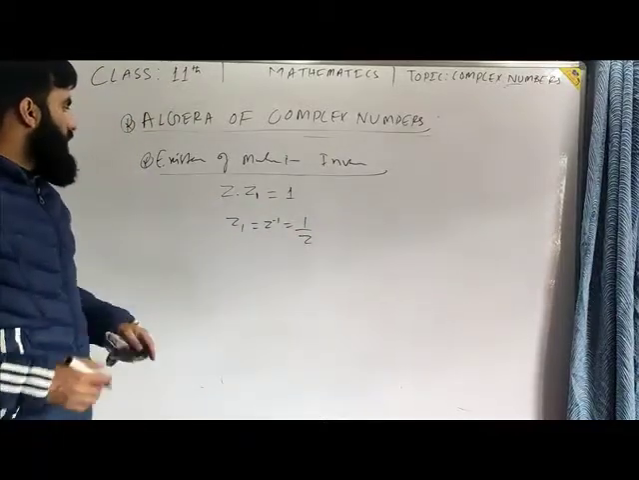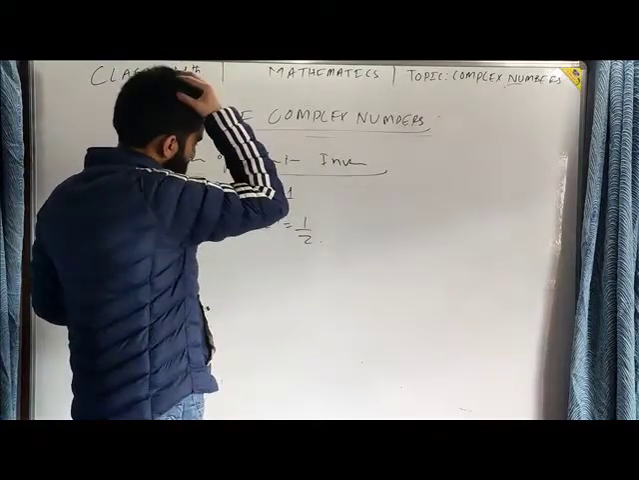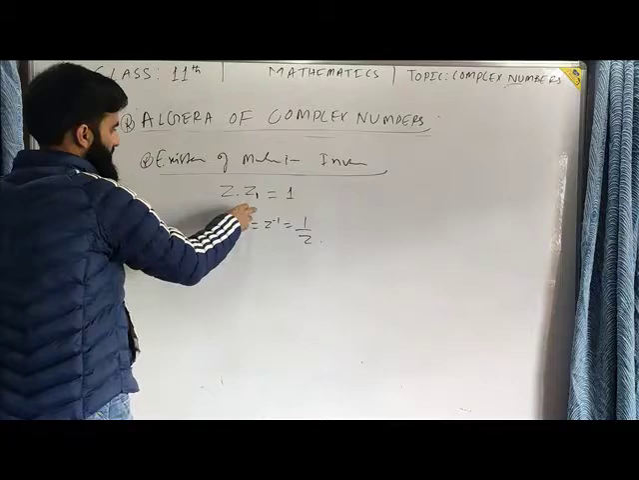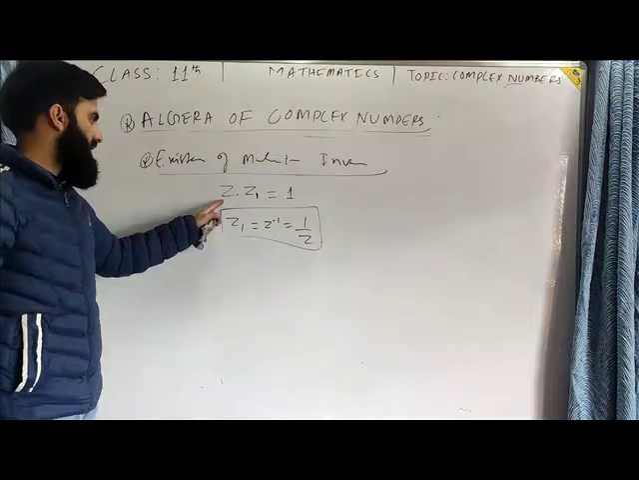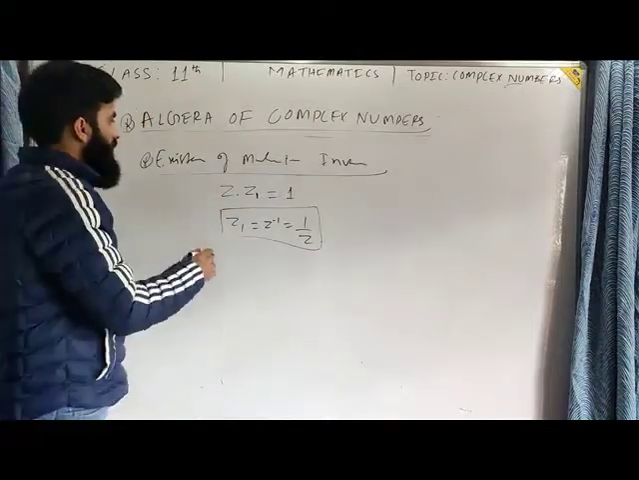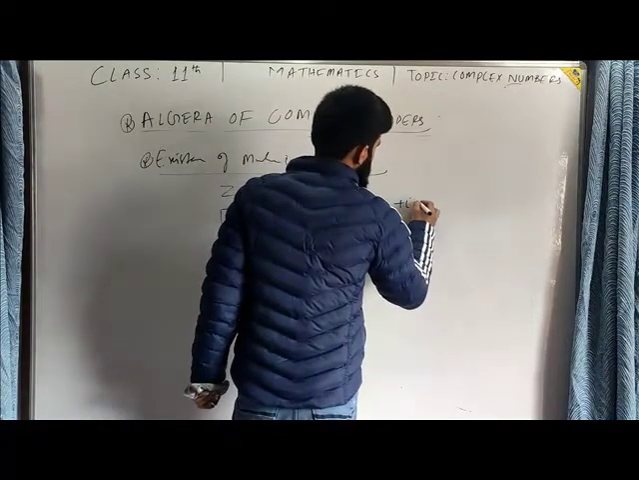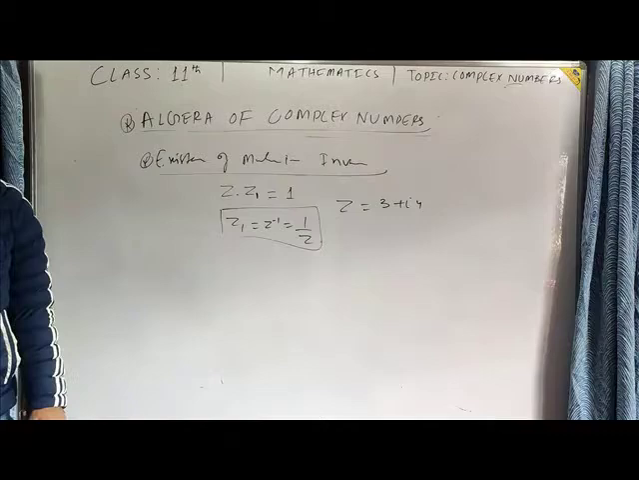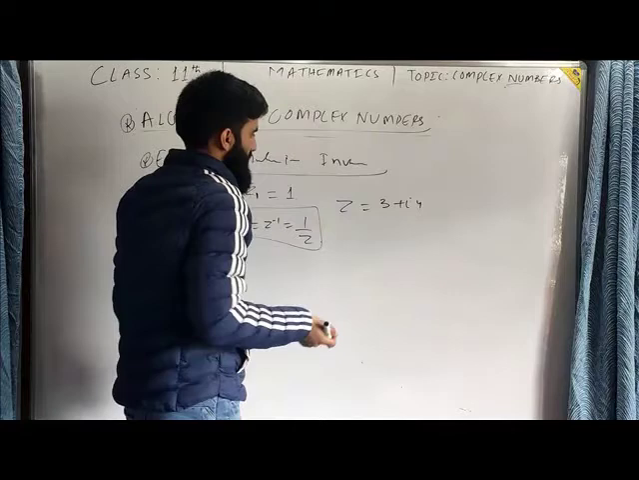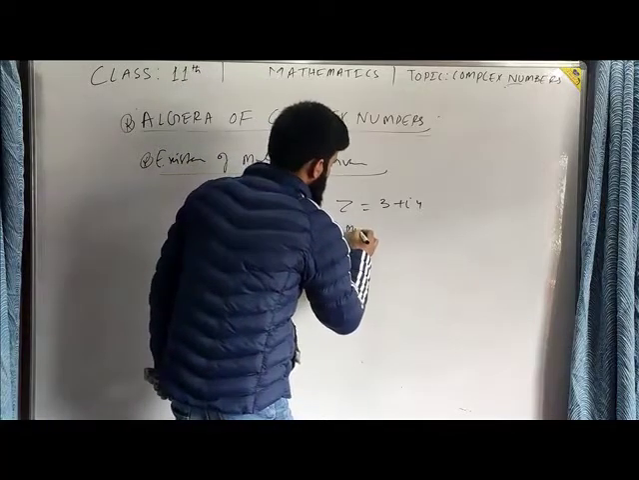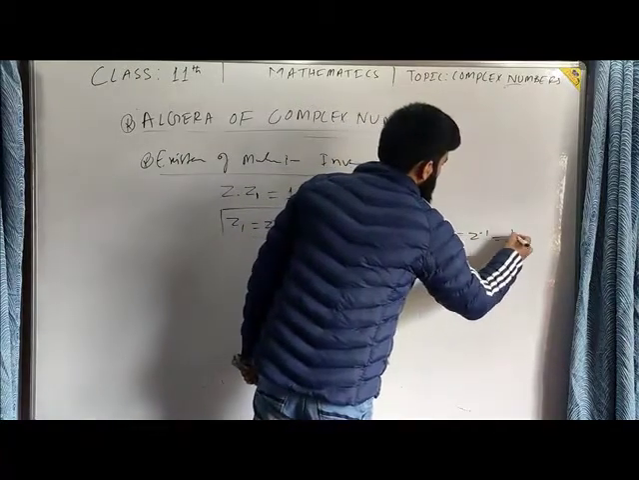If we have Z, then it will be 1 upon Z, Z will be cancelled out, and obviously the result will be 1. So for example, Z is a complex number, 3 plus iota times 4. If we have to find the reciprocal of this complex number, reciprocal means multiplicative inverse. So the multiplicative inverse of Z will be Z inverse, which will be 1 upon Z.